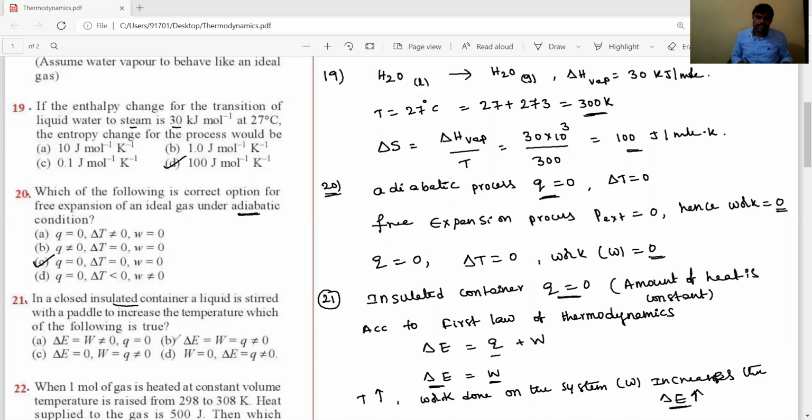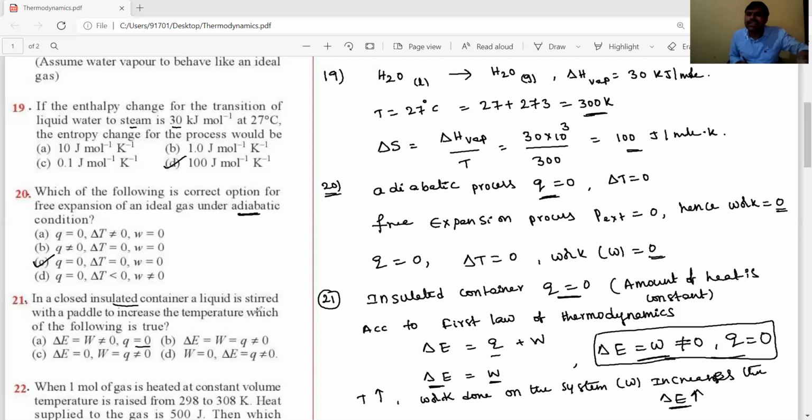So the correct relation is delta E is equal to W, not equal to 0, and Q is equal to 0. This is the correct relation, dear students. The answer is delta E equal to W not equal to 0, but Q equal to 0 because of the insulated closed container. The amount of heat is constant, so Q is 0. So the correct answer for 21 is A. Okay, students, let's go for the 22nd question.